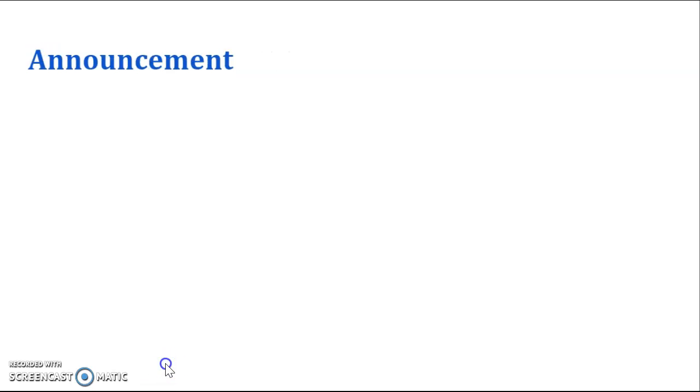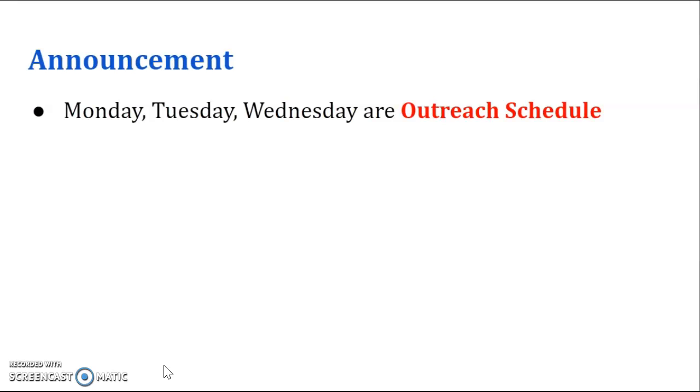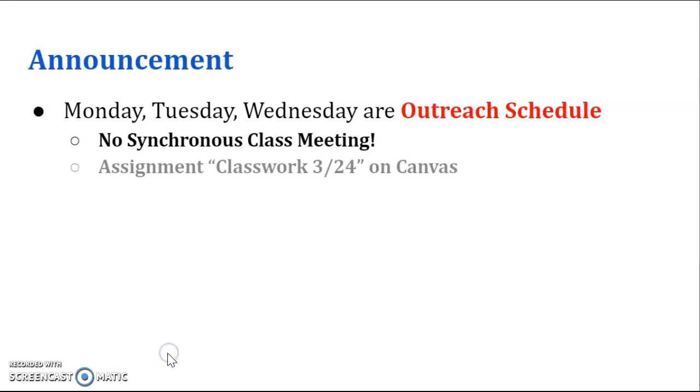Starting with some announcements. Next Monday, Tuesday and Wednesday, you are going to follow the outreach schedule. That means there is no synchronous class meeting. On Monday and Tuesday, you're going to have assignments given in Canvas. It's going to be called classwork 3/29, not 3/24, on Canvas, so watch out for that and do any catch-up work that you need to do. Remember, you don't want to fall behind.